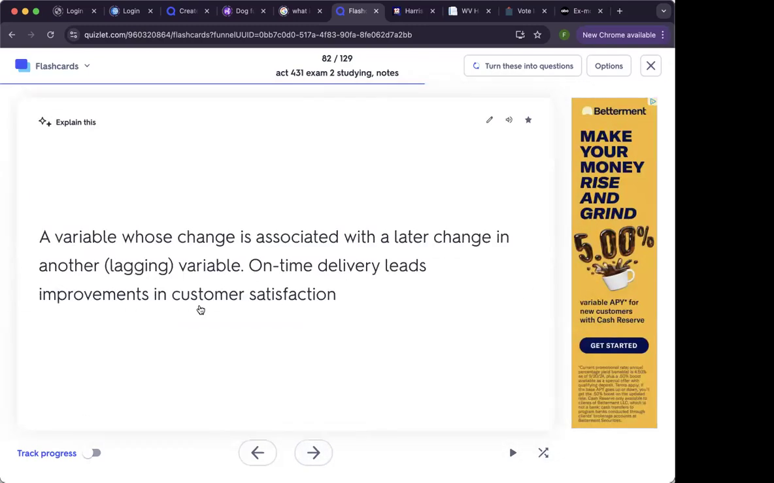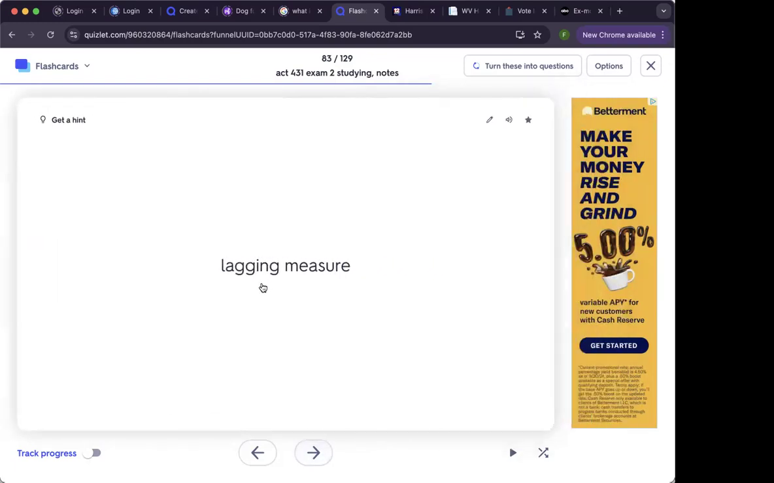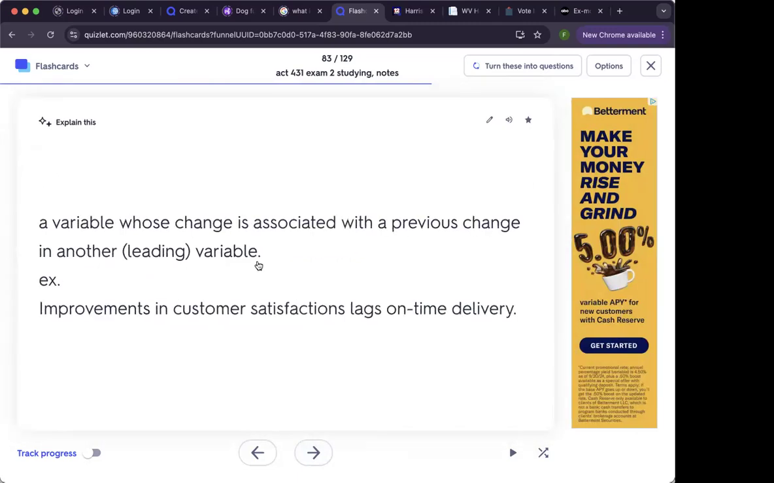Leading measure. Variable whose change is associated with a later change in another, probably lagging variable. Example, on-time delivery leads improvements in customer satisfaction. Lagging measure. Variable whose change is associated with a previous change in another leading variable. Example, improvements in customer satisfaction lag on-time delivery.